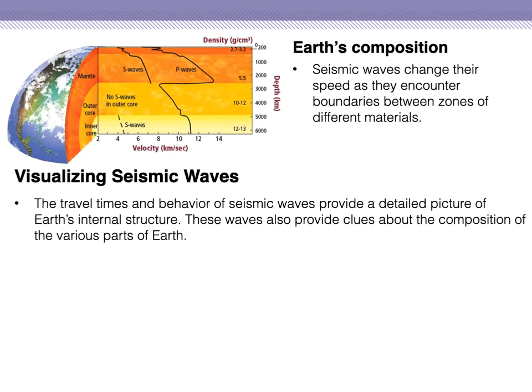Seismic waves change their speed as they encounter boundaries between the different materials. The travel times and behavior of the waves provided a detailed picture of the Earth's internal structure. These waves also show clues about the composition of the various parts of Earth.